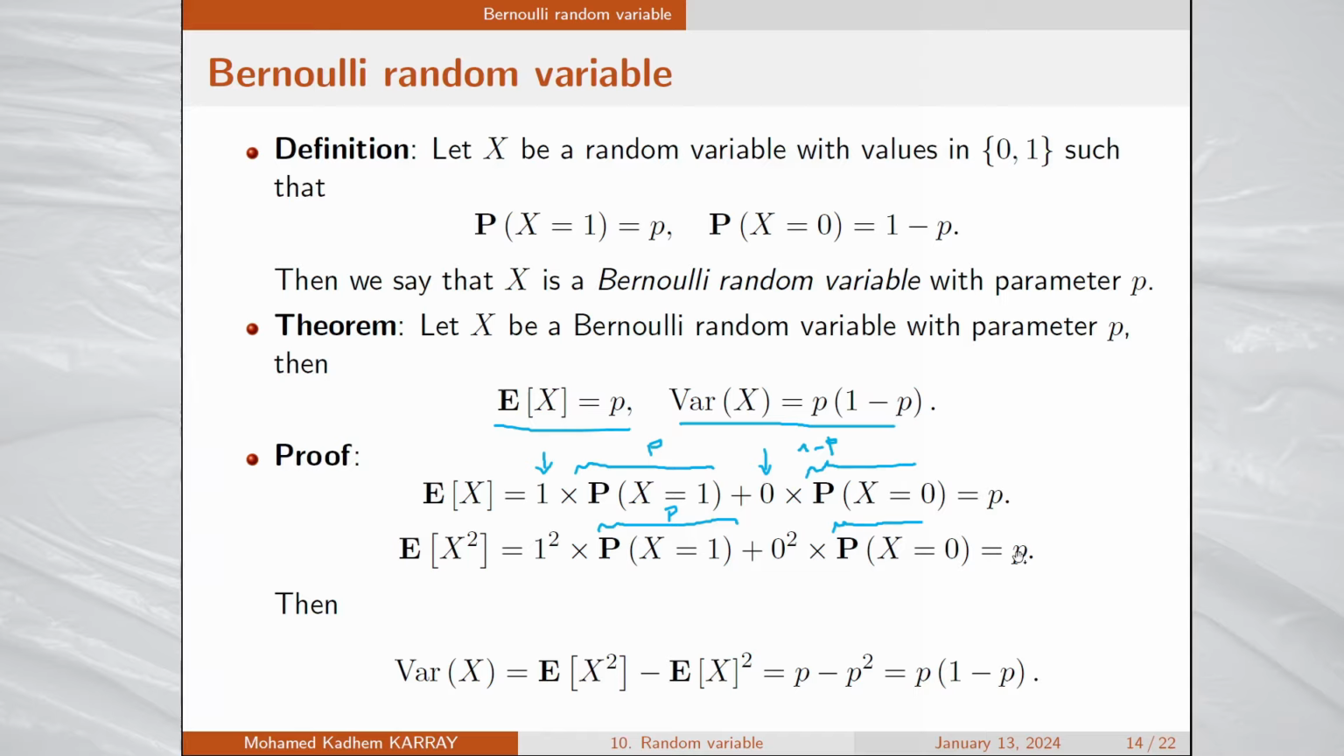So by the Koenig-Huygens formula, the variance of X is given by this difference between the expectation of X squared minus the square of the expectation of X. So this gives p minus p squared, which gives the stated property here, that the variance of a Bernoulli random variable is given by p multiplied by 1 minus p.